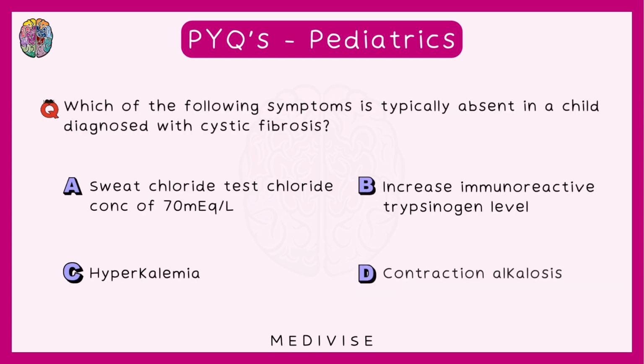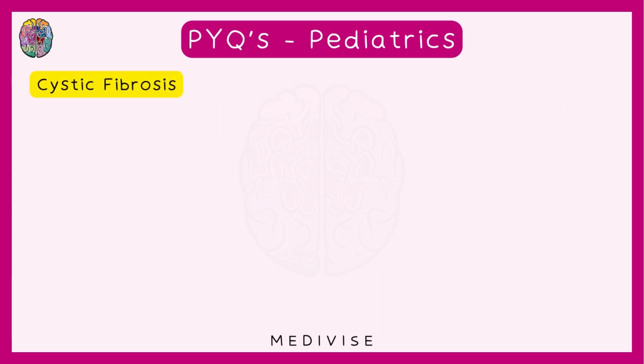Next question. Which of the following symptoms is typically absent in a child diagnosed with CF or cystic fibrosis? Sweat chloride test showing chloride concentration of 70 milliequivalent per liter, increased immunoreactive trypsinogen level, hyperkalemia, or contraction alkalosis. I've made a whole video on cystic fibrosis and I highly recommend that you go and check that out. Here we'll just see the main points.